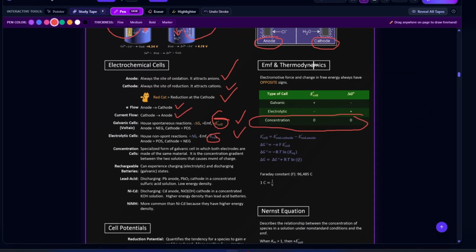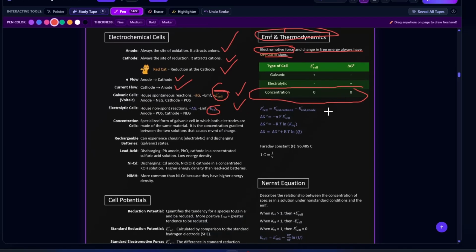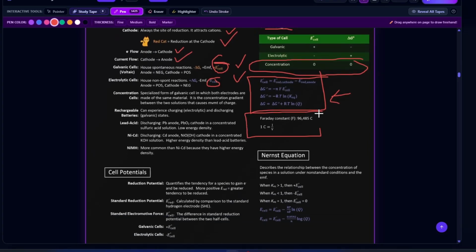EMF and thermodynamics. EMF stands for electromotive force, and change in free energy always have opposite signs, so they're always opposite to each other. That's what you have to know here. And these are all the equations you need to be able to practice. So practice those, get practice questions for them. You also have to memorize the Faraday constant, and you also have to know 1 C is equal to 1 J over V.